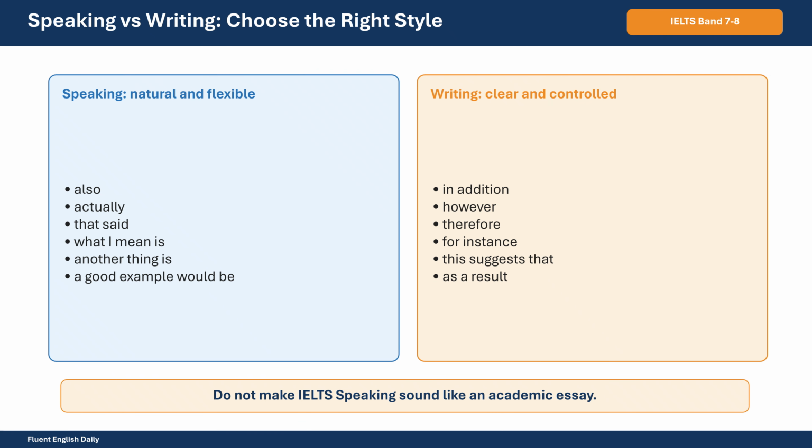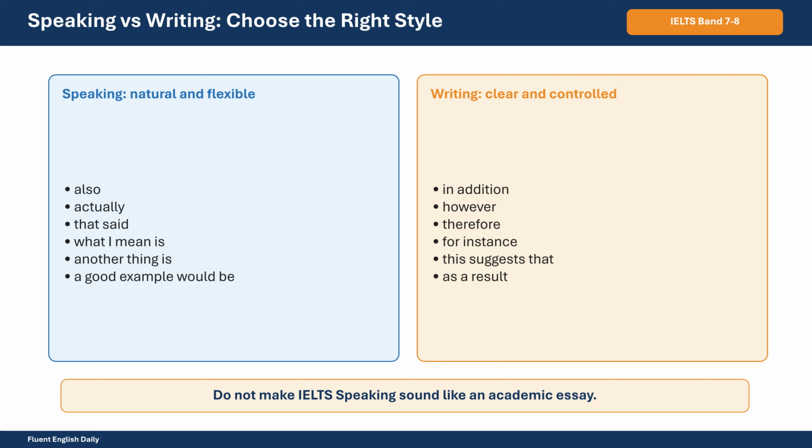The linking words you choose should match the style of the task. In IELTS speaking, natural and flexible expressions are usually more appropriate. Useful choices include: also, actually, that said, what I mean is, another thing is, and a good example would be. For example, "I enjoy working from home because it saves time. That said, I sometimes miss speaking to my colleagues face-to-face." This sounds like natural spoken English.